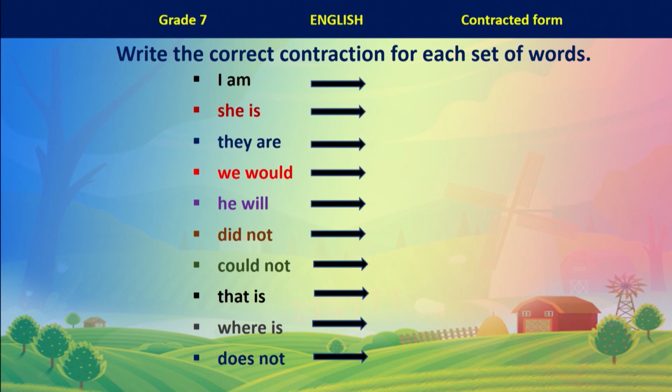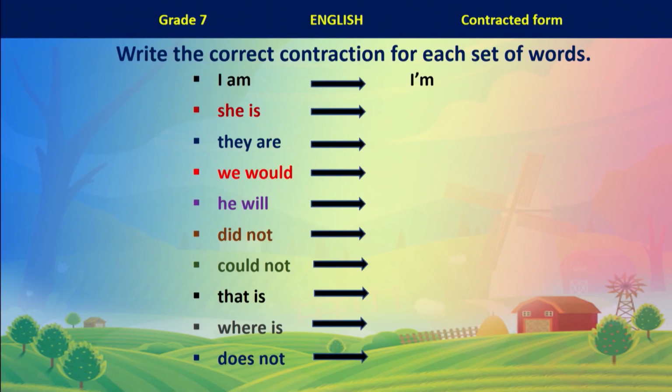Okay, let's start. Miss Samadhi, will you please help the children to find the answers? Oh, I would love to. So, I am becomes I'm. You simply remove a letter and add an apostrophe to shorten it. She is. We remove I, use an apostrophe, and it becomes she's. They are. We remove the A and use an apostrophe again, they're. We would. It becomes we'd. We have removed WOUL, all four letters.